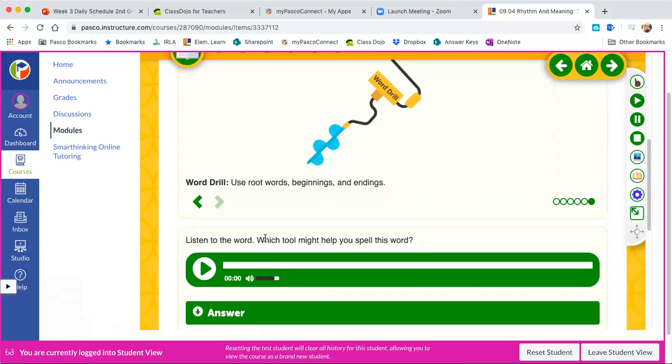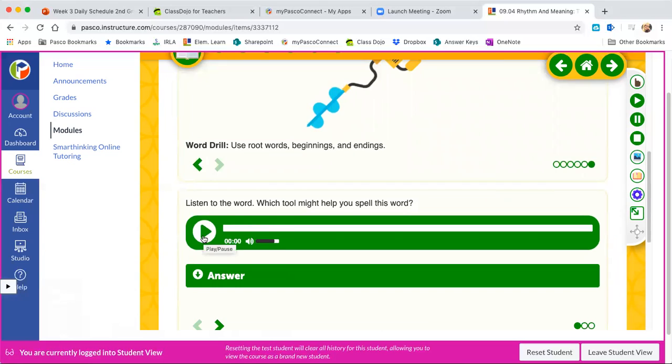Listen to the word. Which tool might help you spell this word? So I'm going to click play. Sought. S-A-U-T. Sought. And if you couldn't hear the audio, she says sought.